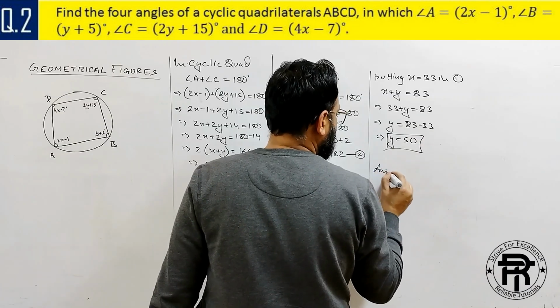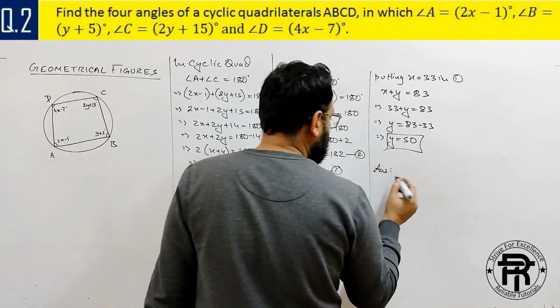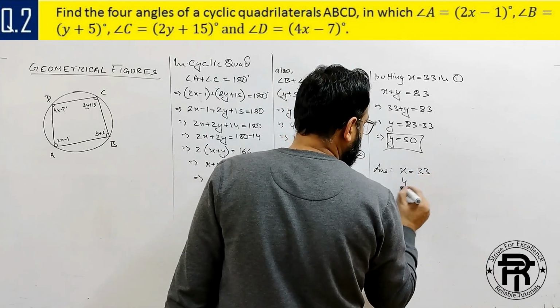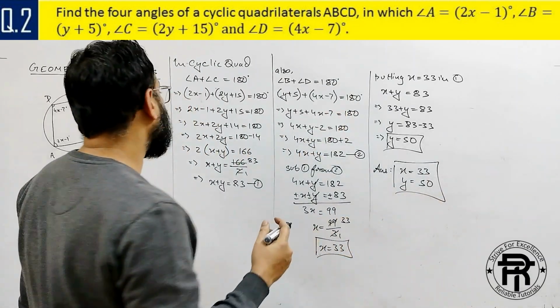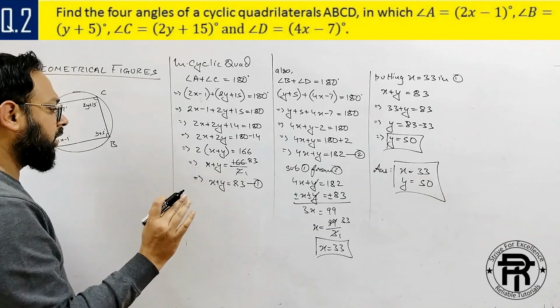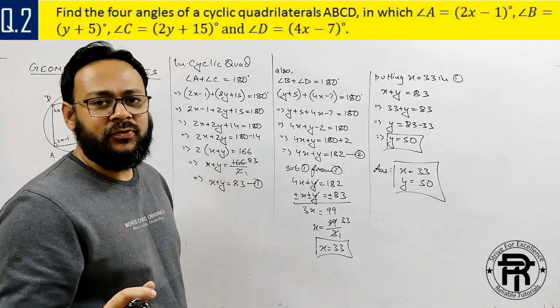Final answer. In this question they were asking us to get the values of x and y, and our answer has come: the value of x is 33 and the value of y is 50. So this is how we have to solve questions based on geometrical figures. The property of the cyclic quadrilateral is the important thing that you have to remember. Okay, so thank you for watching this video.